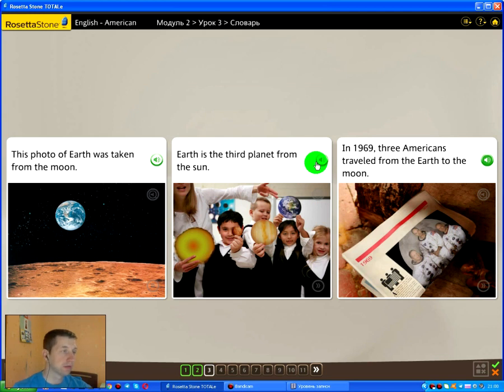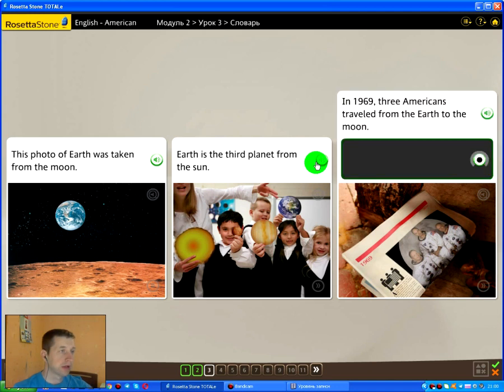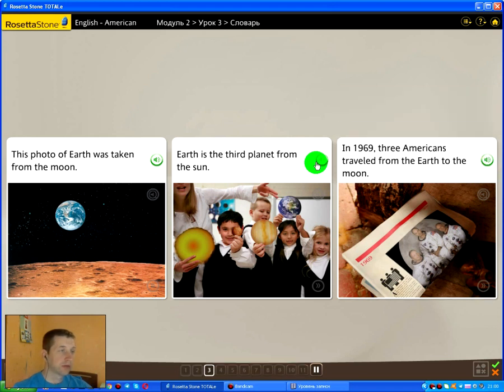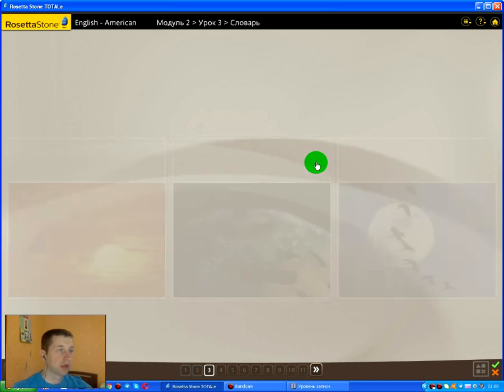Земля третья планета. In 1969, 3 Americans traveled from the Earth to the moon. В 1969 году 3 американца побывали на Луне.